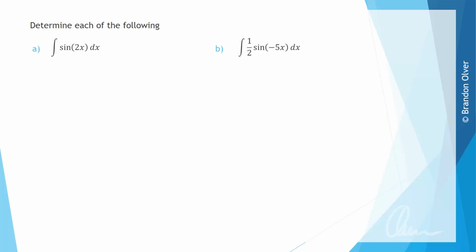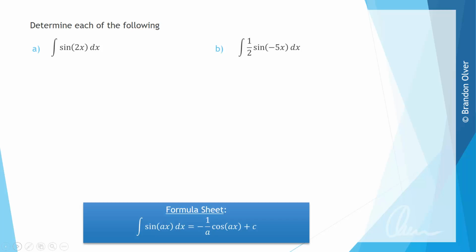Determine each of the following. For part A, we're asked to integrate, or find the antiderivative of, sine of 2x with respect to x. And we know from the formula sheet that we're given that the integral of sine of ax with respect to x is simply equal to -1 divided by a times cos of ax plus c.